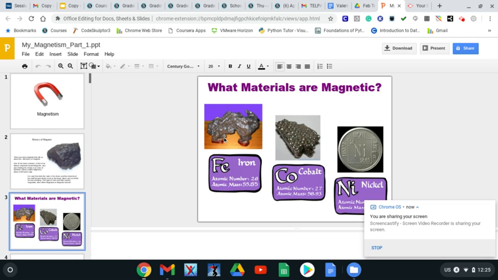What kind of materials usually have magnetism? Well, there's iron, cobalt, nickel. They're the most common ones. They are easily magnetized, and it's got a lot to do with the available electrons they have and what shells they're on.